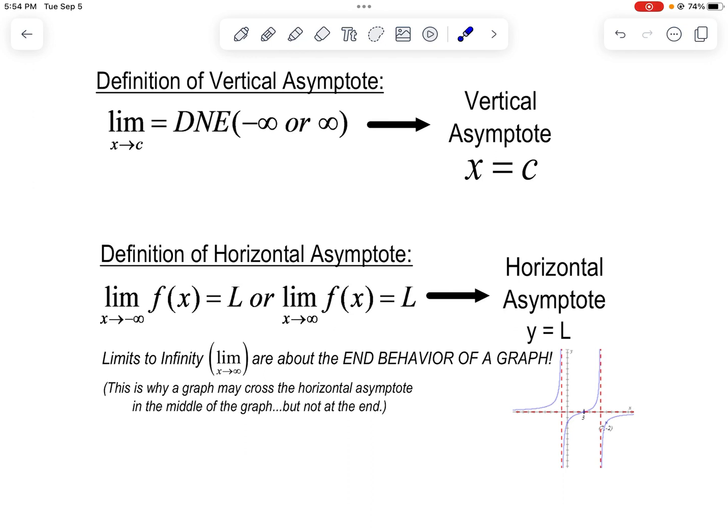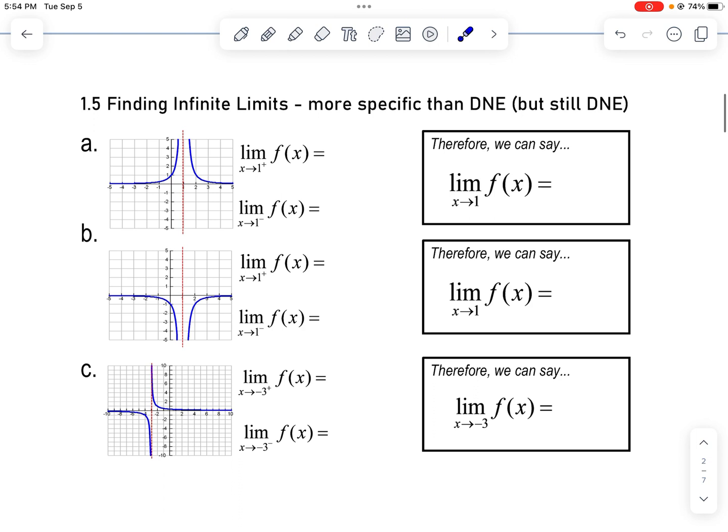That's why, with a horizontal asymptote like we have here, you may have noticed that the graph will go through it in the middle. That's because the definition of a horizontal asymptote is not that the graph doesn't touch it anywhere, it's that the end behaviors of the graph are approaching that number. The ends are approaching that number. So that's what we're doing today, those types.